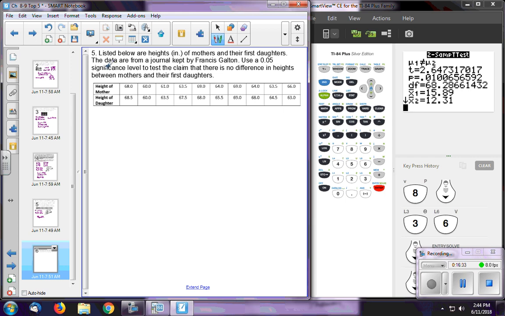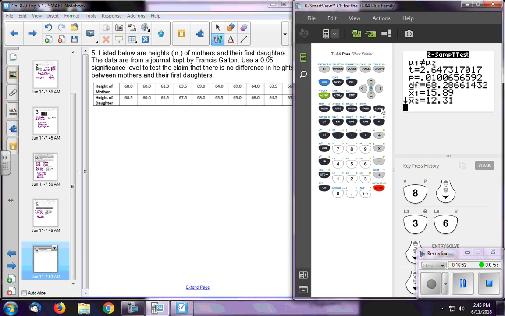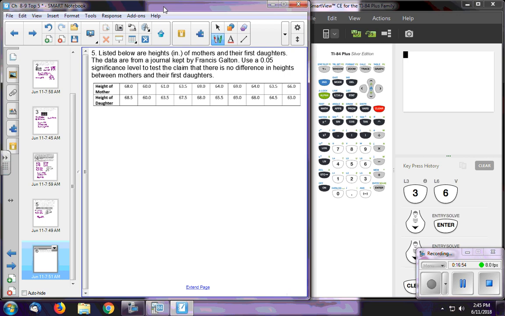When you're dealing with mothers and children, there is a genetic factor involved in height. So, being that they are paired, mother-daughter, we have to be careful and recognize that there is potentially an effect based on the height of the mother versus the height of the daughter. So what we're going to do is test the differences. In other words, they're asking us to test that there is no difference.